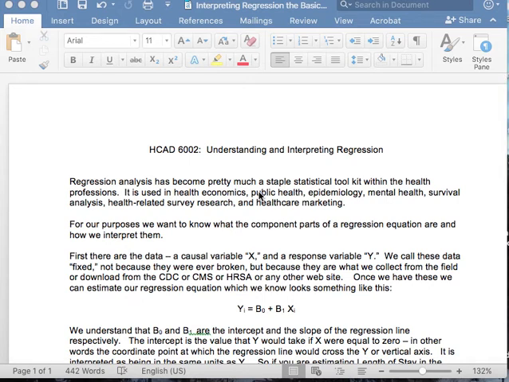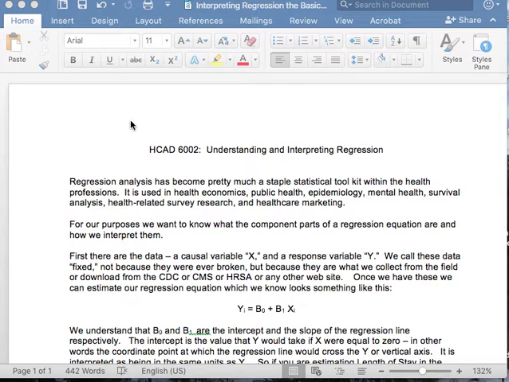I wanted to give a brief video update to help you all with regression interpretation, which is, of course, where you want to end the assignment, and just to give you the very basics of the interpretation. Regression analysis is pretty much a staple of all the health professions. You're going to see it in posters, in papers, and in published, refereed articles.